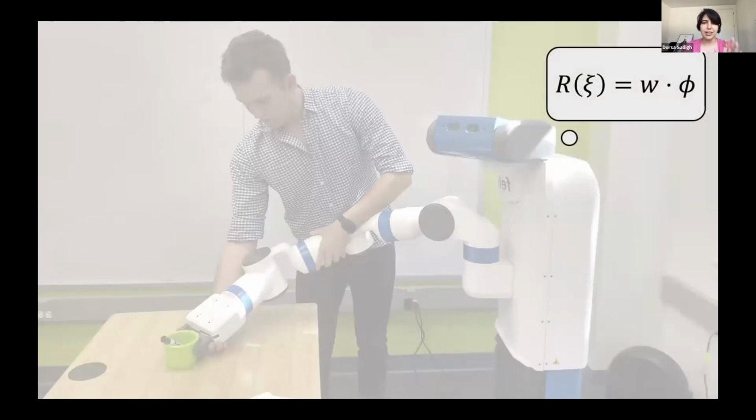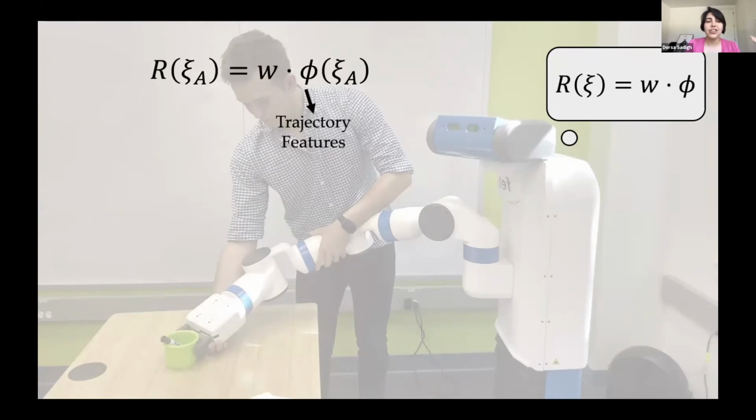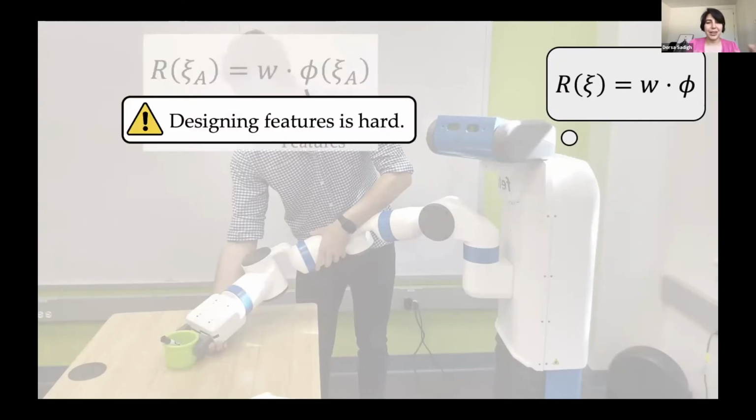And I didn't say anything fancier than that, right? This linear reward function needs to have a set of hand-coded features and a set of weights. And in general, writing out those features and coming up with those weights is really difficult. I don't need to convince you guys that designing features can be really challenging.